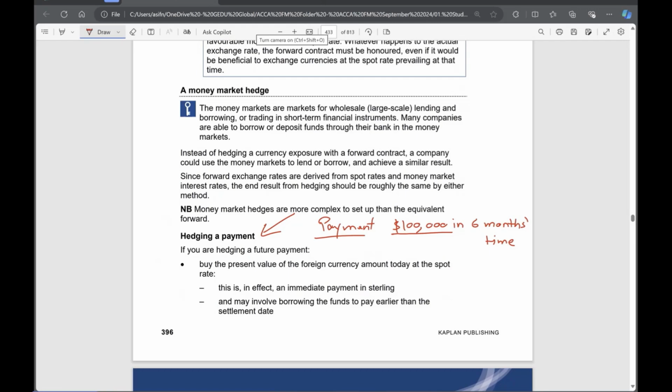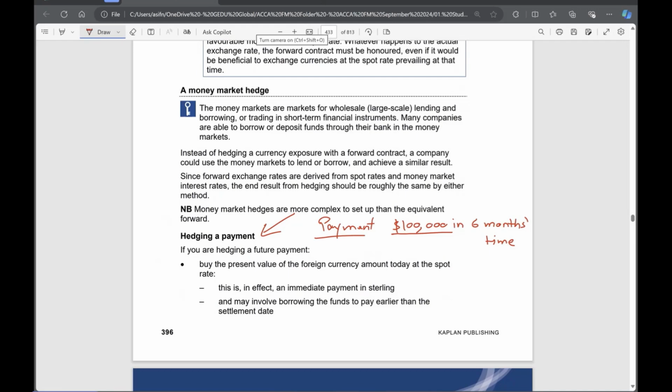Let's say it's $95,000. Arrange $95,000 today. But you will borrow in pounds. Today's exchange rate, you know, right? Exactly, the spot rate. Accordingly, reverse it and see how many pounds you need. Borrow it, convert immediately into dollars, and deposit into a dollar bank account. After 6 months, it will be exactly equal to 100,000.